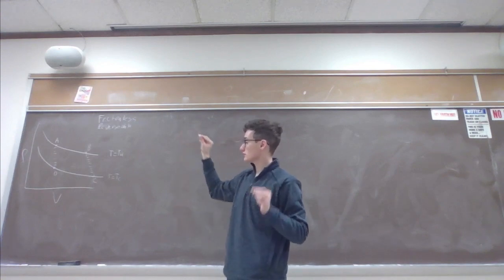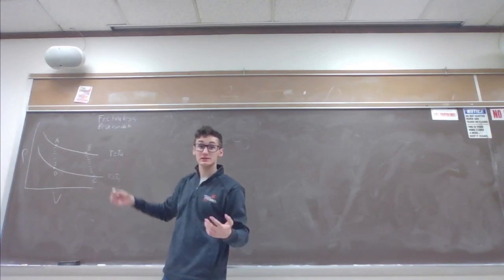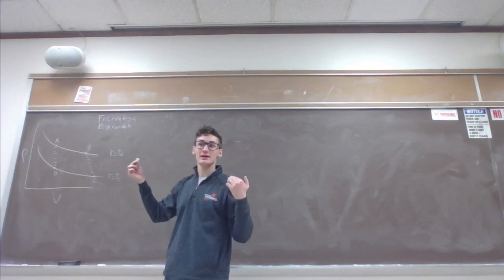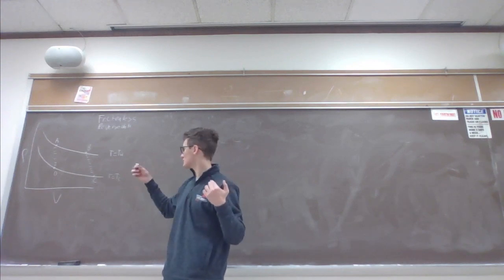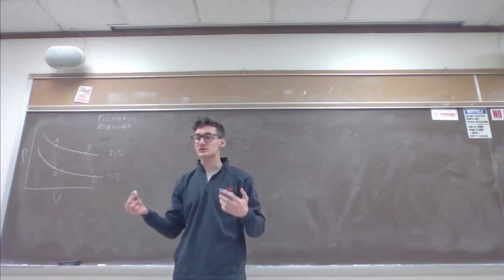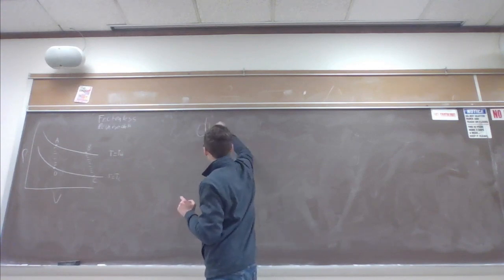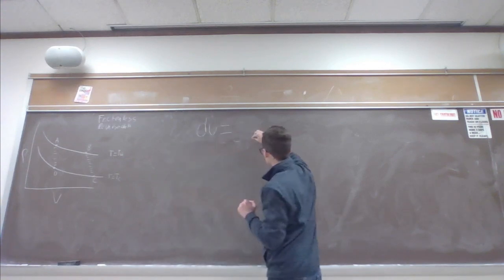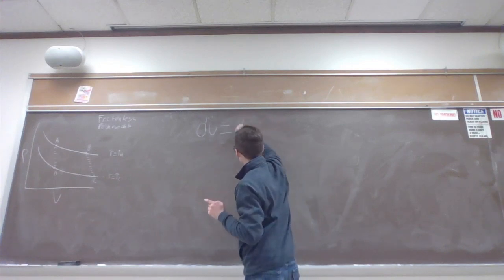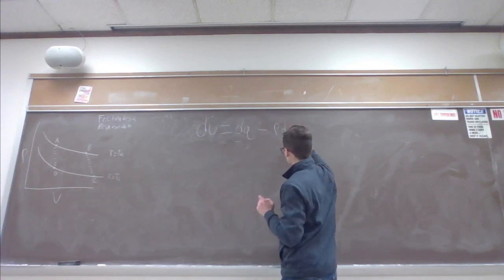So when it goes from A to B, the temperature is constant. That means our change in temperature, dT, equals 0. And so what we know is that dU equals dQ minus P dV.